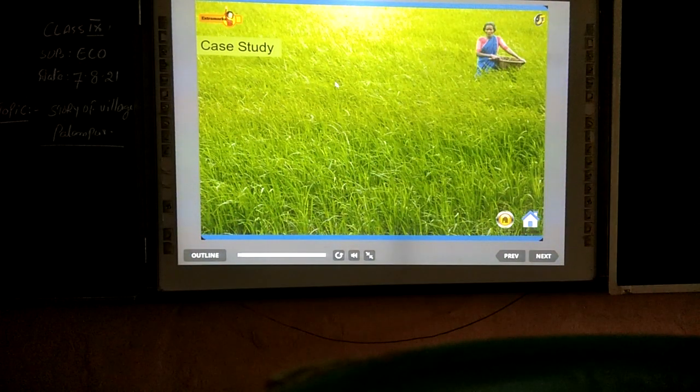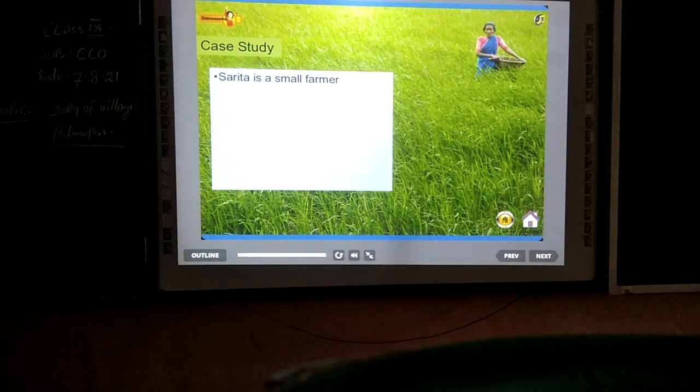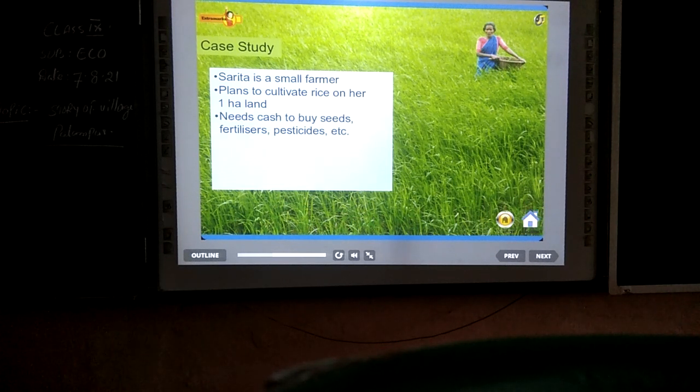Let us look at a case study. Sarita is a small farmer. She plans to cultivate rice on her 1 hectare of land. She needs cash to buy seeds, fertilizers, pesticides, etc., for which she needs working capital of 5,000. But she does not have the money. Therefore, she borrows from Ram, a large farmer.